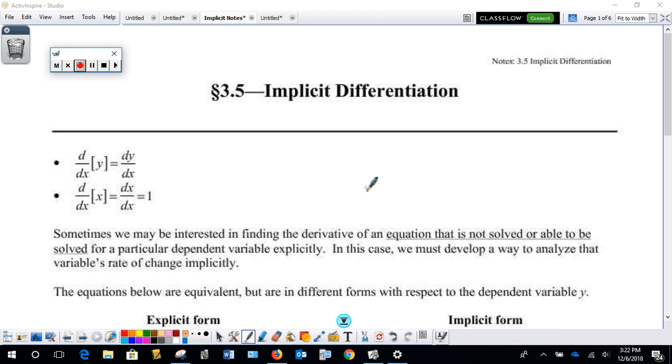All right, so the first thing we're going to do, implicit differentiation, is really just this idea that we may be interested in finding the derivative of an equation that is not solved for y. And sometimes we can't solve something for y. So those are times where instead of taking the derivative the same way we've been taking the derivative, we're going to need a new method or technique. And implicit differentiation is actually an application of chain rule.